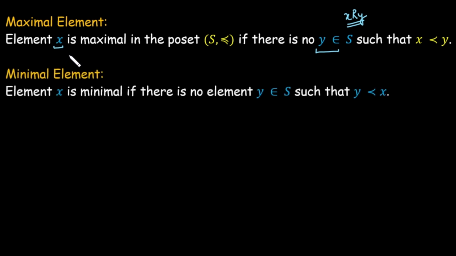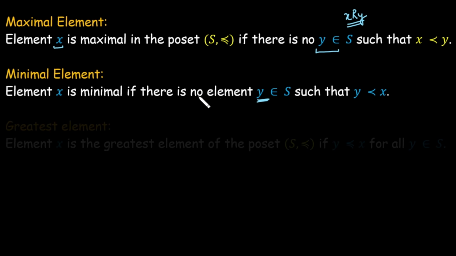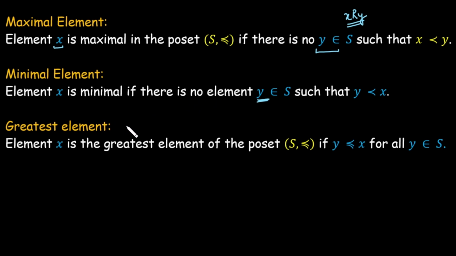Whereas minimal means an element in a poset is minimal if it is not greater than any element of the poset. That is, X is called a minimal if there exists no element from the set such that Y is less than X. Sometimes there is an element in a poset that is greater than every other element, that is called the greatest element.